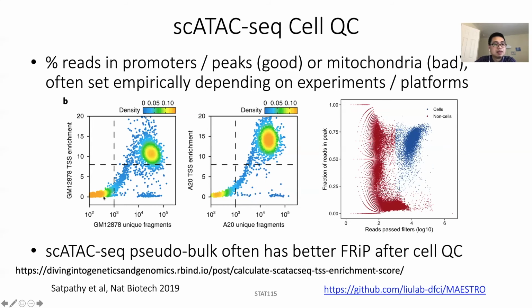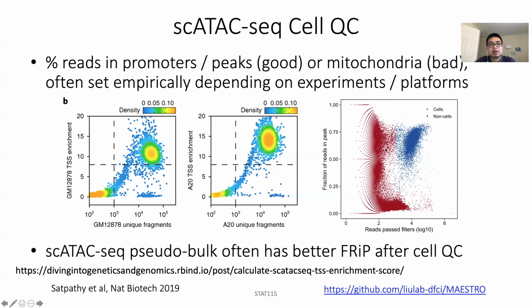In this example, people usually use 1,000 unique fragments as a cutoff. And here they use, I believe, a TSS score of 8 as a cutoff. So those are the high quality cells. This is for both human and mouse, so similar.